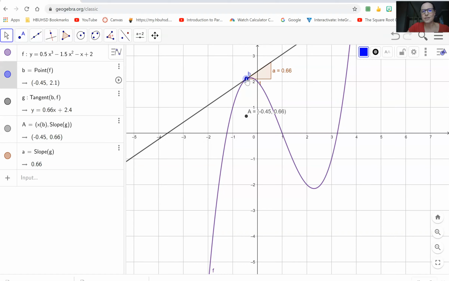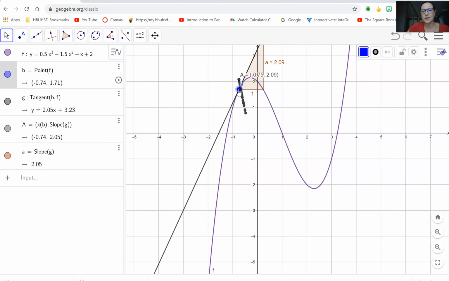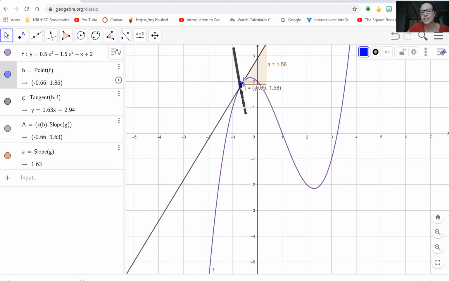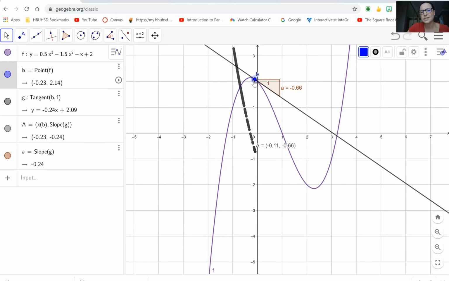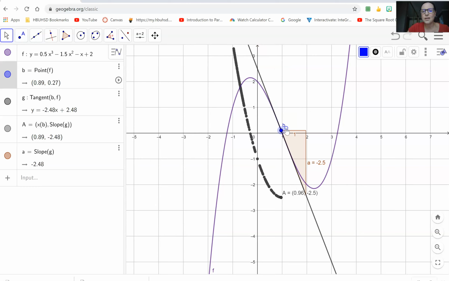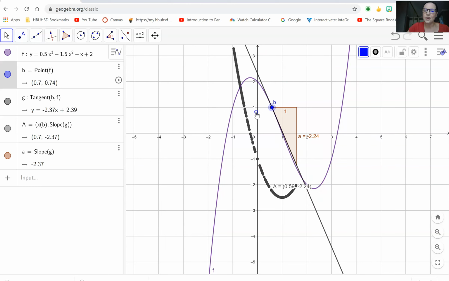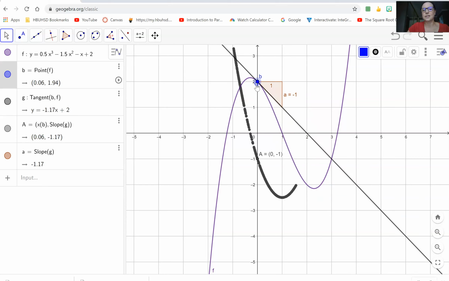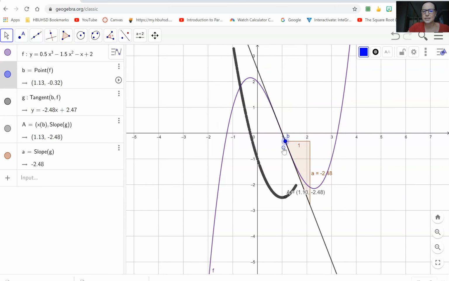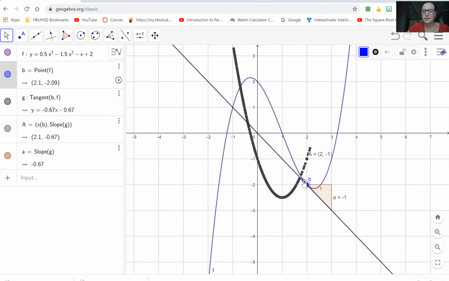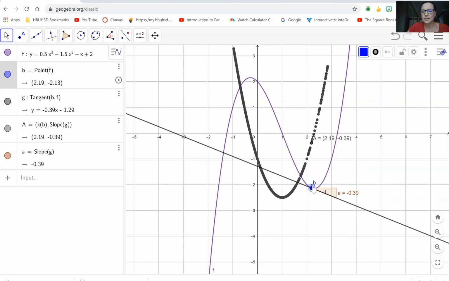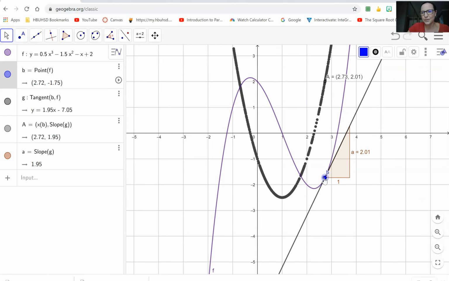So what if I could see the collection of all the different slopes of all the different tangent lines at all the different values of x along this curve? Let me try to fill it in right there. Let me come over on this side. Get all these points over here. Nice and solid there. What are you noticing?